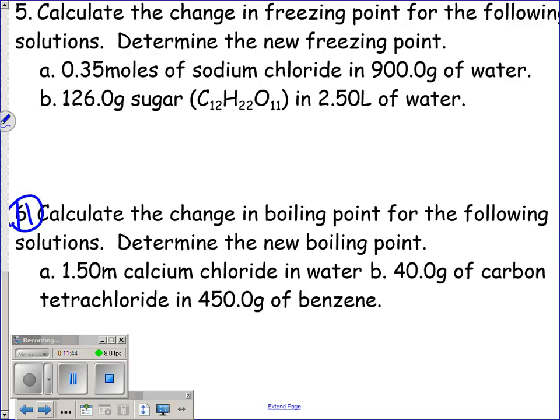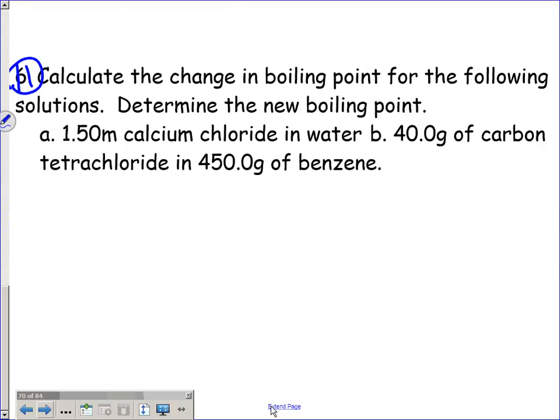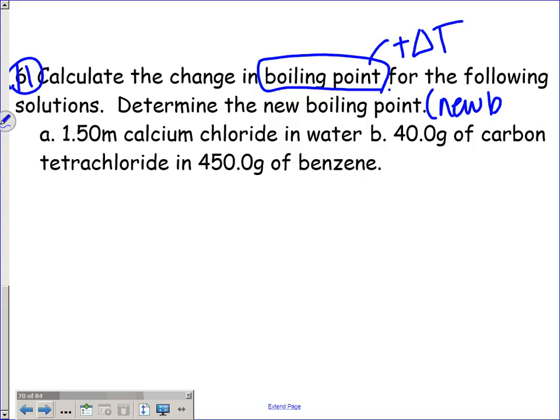11? Okay, so calculate the change in boiling point. Is boiling point elevated or depressed? Elevated, so we know that's going to be an addition of the delta T, so that kind of gives you a quick reminder. For the following solutions, determine the new boiling point. So this is the new boiling point, that's our question. 1.5 molal calcium chloride in water. So let's do this one first.